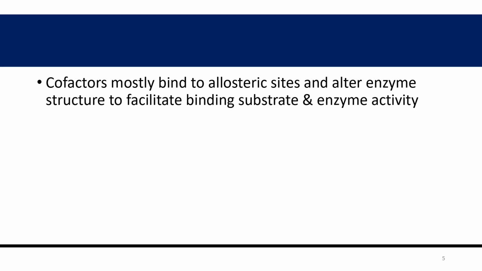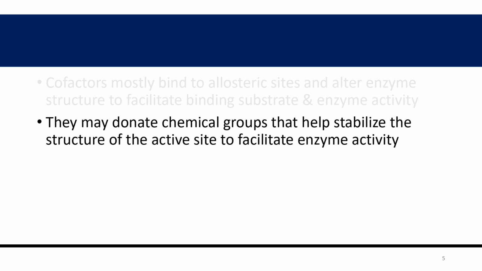Cofactors mostly bind to allosteric sites on the enzyme and alter the enzyme structure to facilitate binding of the substrate and the enzyme. Now, the allosteric site is a site that is outside the active site of the enzyme. So they may donate chemical groups that help stabilize the structure as well as the activity of the enzyme because of the fact that they are able to bring stability to the structure as well as the active site.